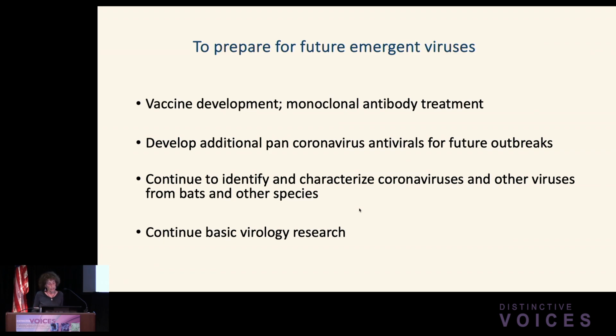The last 2 points: continue to identify and characterize coronaviruses and other viruses from bats and other species. I think it's really important to know what's out there and what could possibly infect humans. And then the last point is something dear to my own heart: to continue basic virology research, which is what I've been doing for 40 years. And I think it often gets the short shrift. There's a lot of money put into antivirals and vaccines, but not a whole lot of money given into the basic virology.